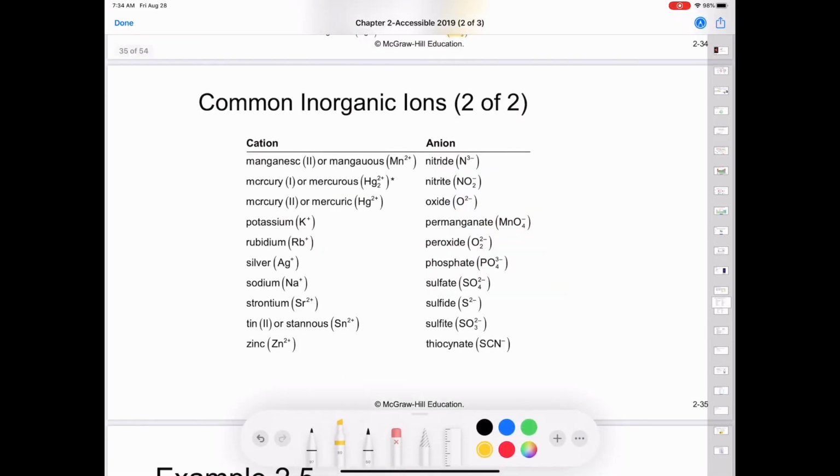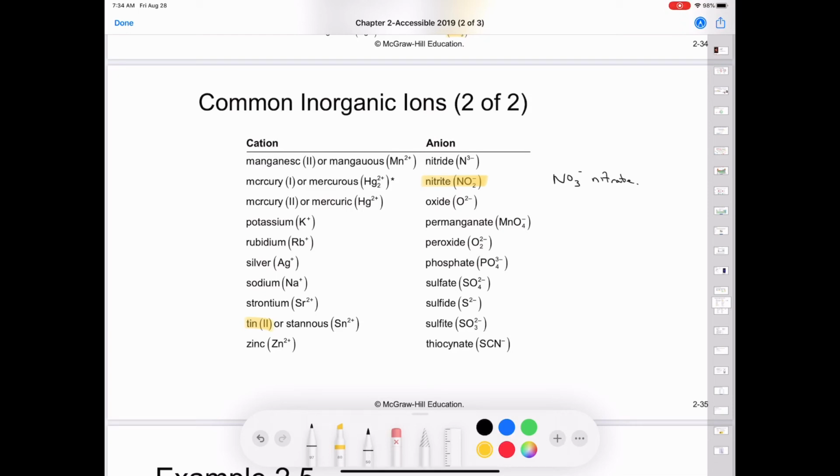Let's keep going and get back to cations like manganese 2, mercury 1, mercury 2, potassium, rubidium, silver, sodium, strontium, tin 2, zinc. What else? We've got the nitride, the nitrite. So in the last slide, we talked about the nitrate. So remember NO3 -1, that's nitrate. And when you lose an oxygen to NO2 -1, it becomes nitrite.